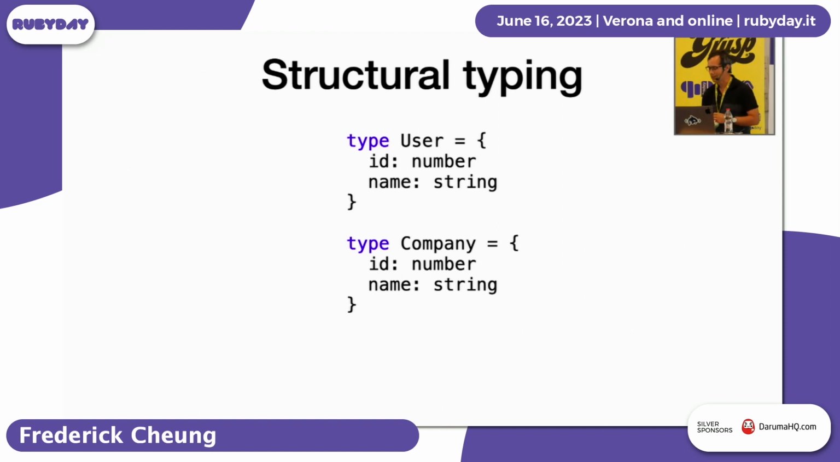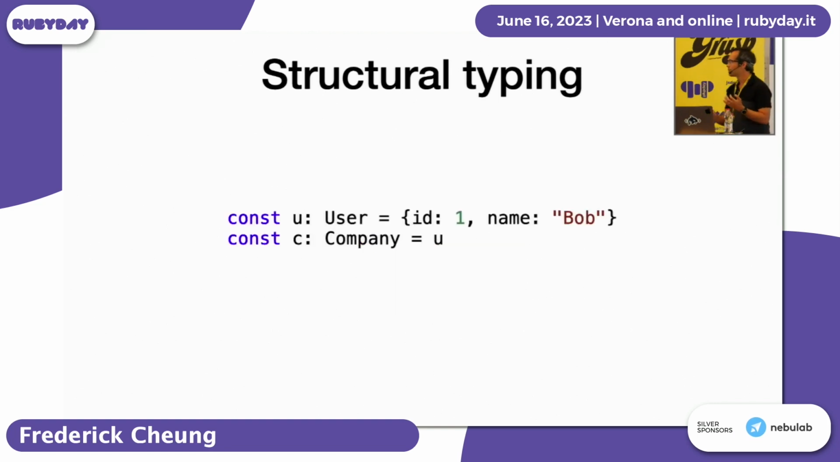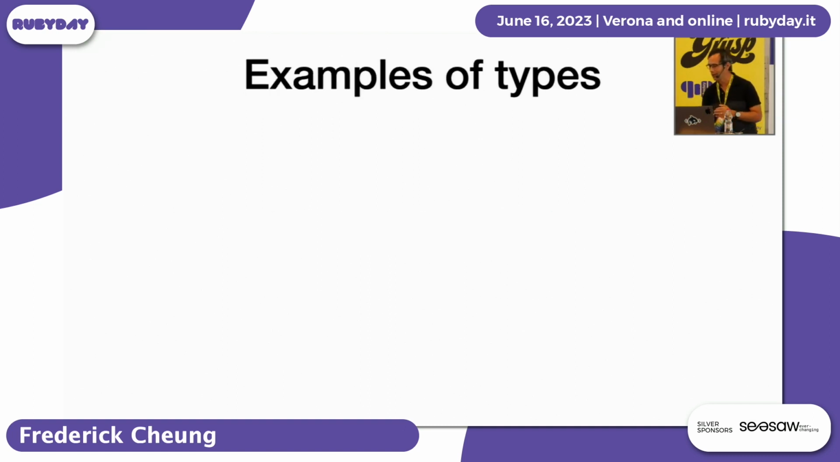So these two TypeScript types, they've got an ID property that's a number, a name property that's a string, so they're interchangeable. This is perfectly valid TypeScript. I create a user, I assign this object to it, that's okay because it has an ID and a name, and then I assign the user to a company, which kind of doesn't make sense when you say it out loud, but TypeScript doesn't care about the names of the types, it only cares about the structures. So, structural typing.